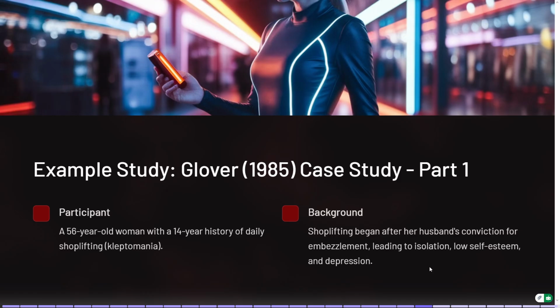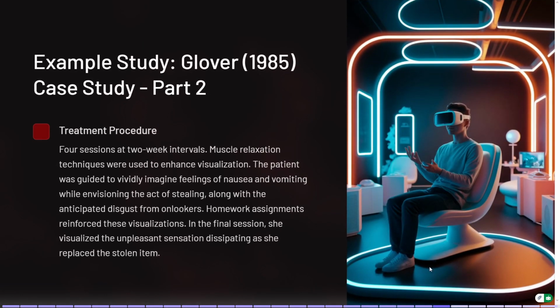And she was stealing not because she needed a thing. She was just stealing. There was a case where she stole a baby shoe and she had no baby, right? So what is she going to do with the shoe? Nothing. Okay, treatment procedure: the first session, then sessions at 2-week intervals. They had a total of 4 sessions.